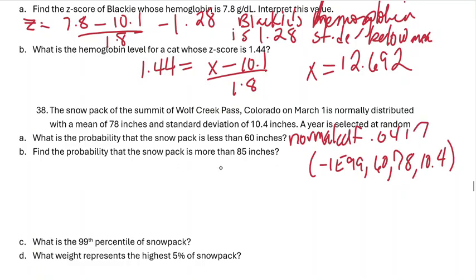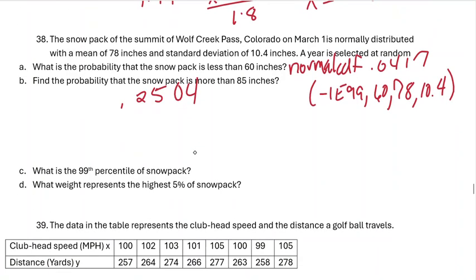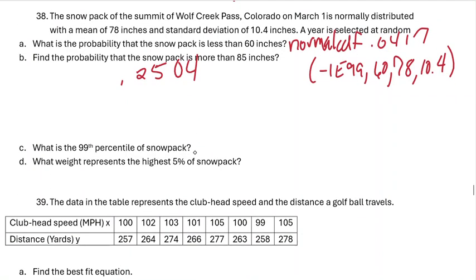Okay, what's the probability that it's more than 85 inches? That's going to be a normal CDF, 85, 1E99. The mean is 78, standard deviation 10.4. That's going to be 0.2504.